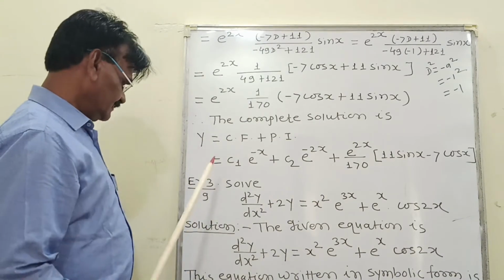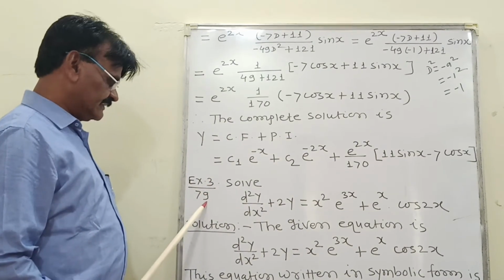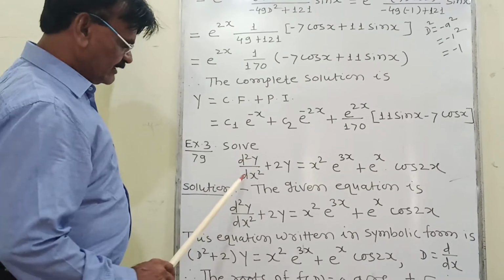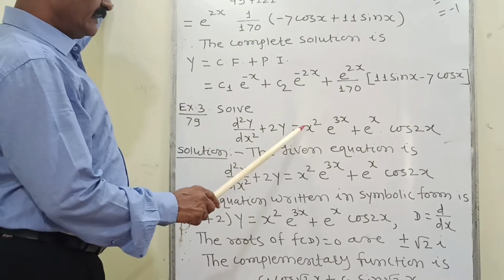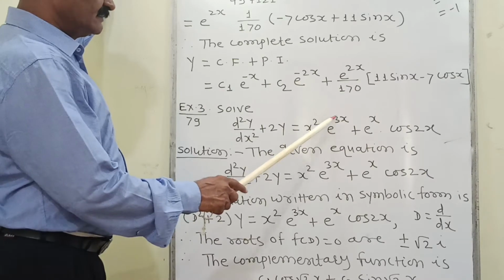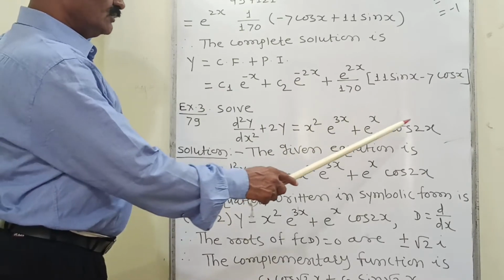Next example, number 3 on page number 79. Solve d2y divided by dx square plus 2y, which is equal to x square into e to the power 3x plus e to the power x into cos 2x.